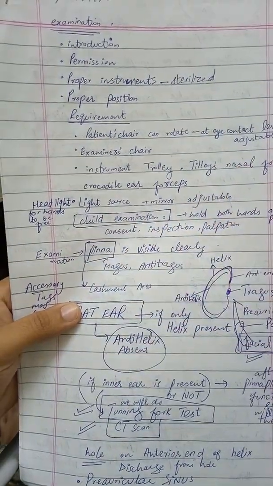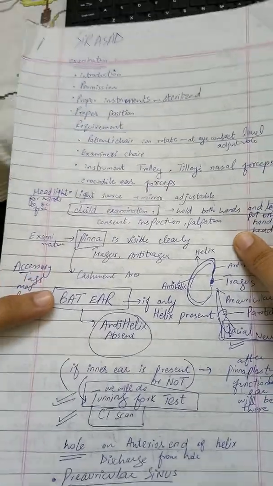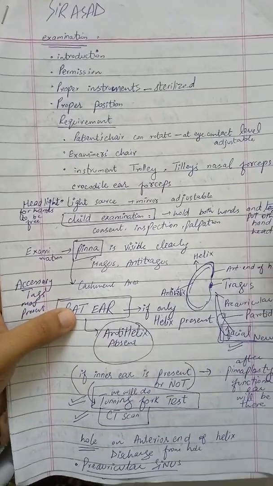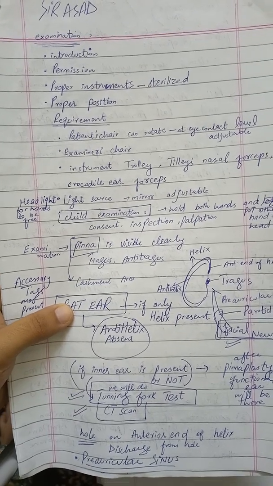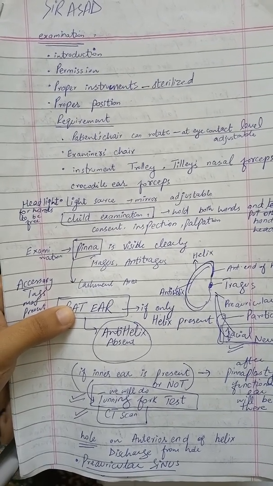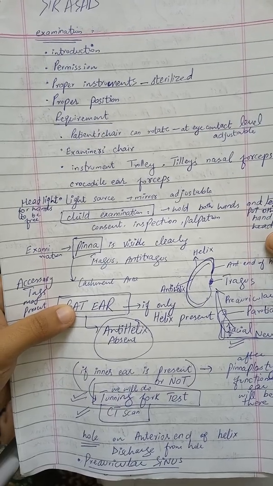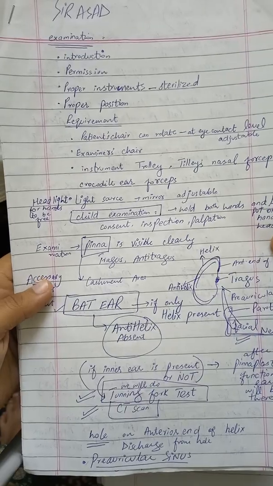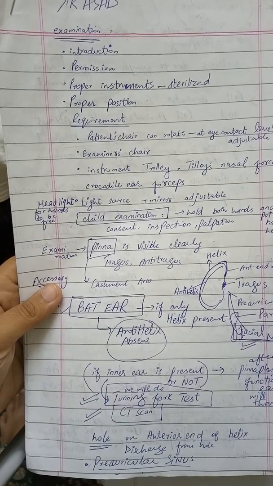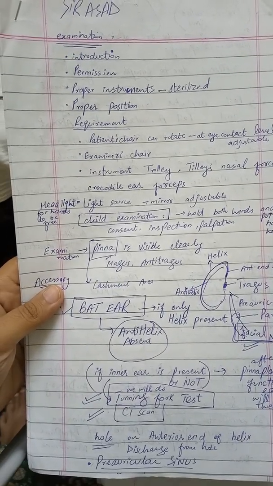And then in the children examination, both the hands of the children are held by the helper, and are with the relative, and put other hand on the head of the child to examine the ear, to examine the canal. And first of all consent, and then inspection, and then palpation.